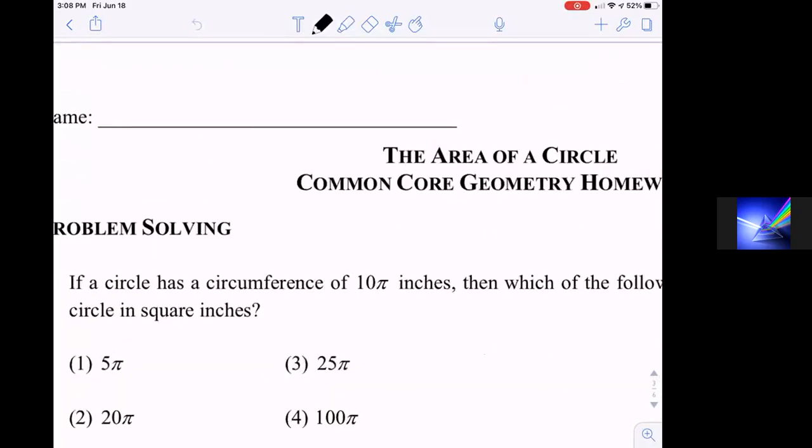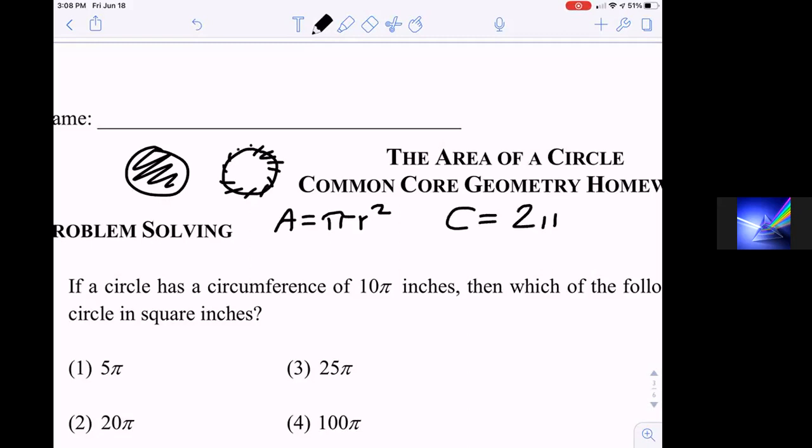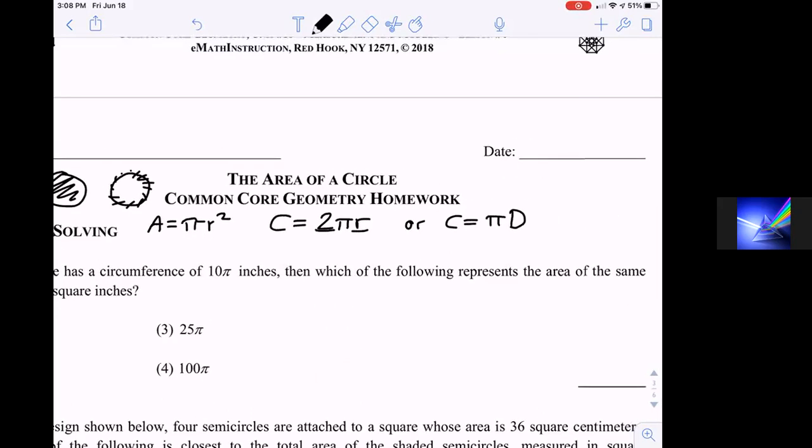Well, let's go over a couple things at the top. We should remember that the area of a circle is found by going pi times the radius squared. If we have a circle, the area is all that in the middle. The circumference, on the other hand, is the entire distance around the circle. The circumference can be found by going 2 times pi times the radius. Since 2 times the radius is the diameter, we could also say the circumference is pi times the diameter. So you can use either one. It depends on what you're given in the problem.